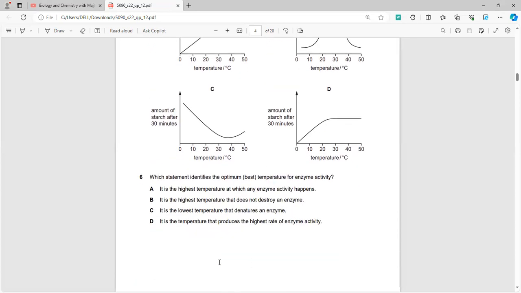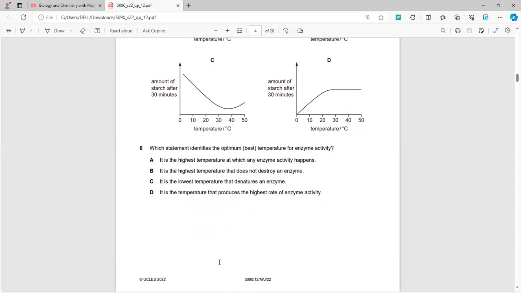Now on question number 6, what is optimum temperature? It is the temperature that produces the highest rate of enzyme activity. Yes, this is the correct option because each enzyme has its own three-dimensional structure, and each enzyme has its own optimum temperature.